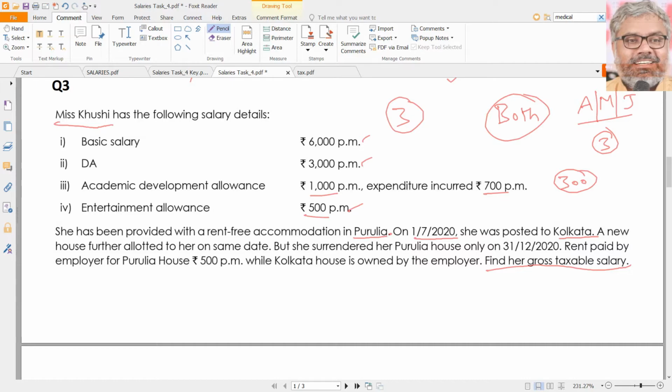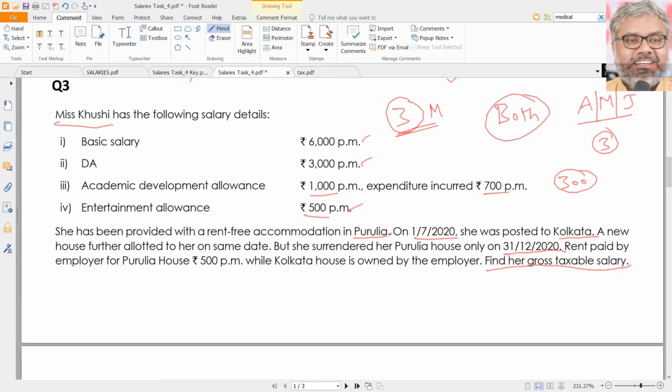So 1st July onwards, a new house was allotted to her on the same date. But she surrendered the Purulia house only on 31st December 2020. Can she do that? Of course she can do anything. That is between employer and employee. But what is our problem? In this period of July, August, September, October, November, December, the first 3 months, out of the two houses, one house only will be taxable. After that, both the houses will be taxable.